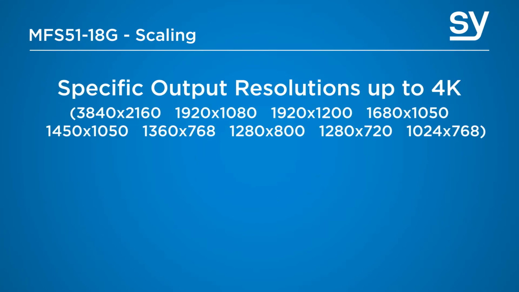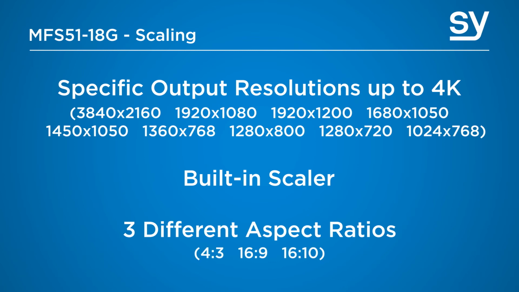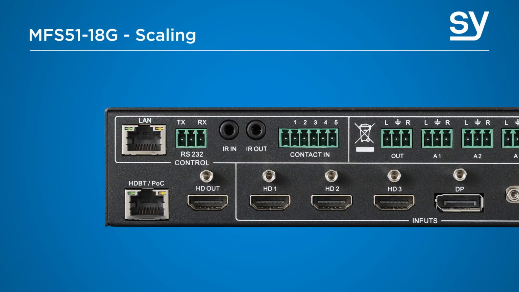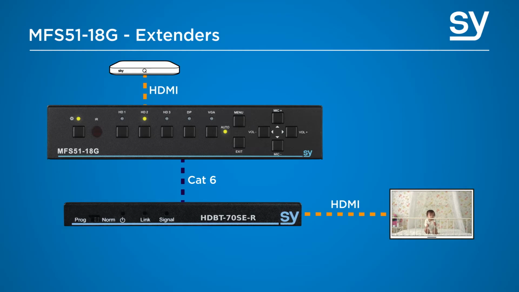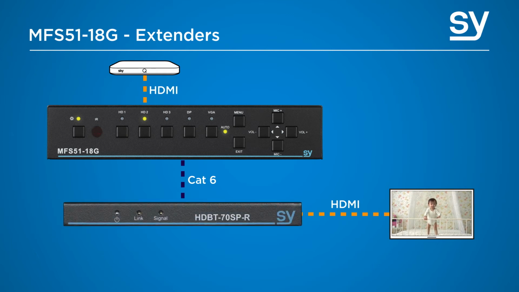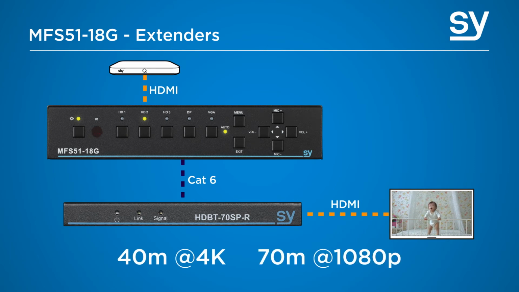Now the MFS51-18G also allows selection of specific output resolutions up to 4K by way of the built-in scaler. And it also has 3 different aspect ratios that can also be selected. The scaled video signals are available via the HDMI output and also the HDBaseT output port. You can connect one of the Slim70 receivers or Slim70 Pro receivers to this unit to give you a transmission distance of 40 meters at 4K or 70 meters at 1080p.